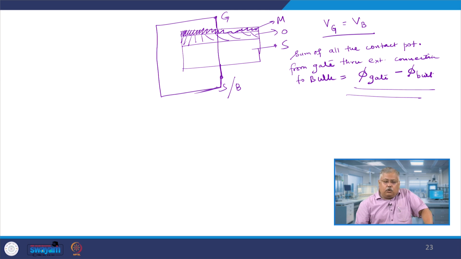So, that will be how you define the sum of the potential, which means that if you want to cross your charge carriers from gate to the bulk through these layers, you have to give an external potential of phi gate minus phi bulk, right, negative of that, in order to cross this potential barrier, correct. And we define this to be the sum of all the contact potentials which are available, right.